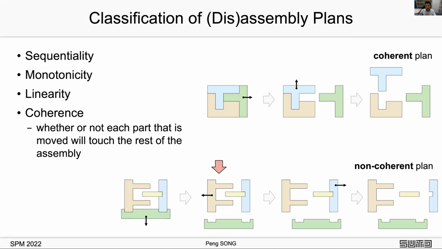A coherent plan means that each part that is moved will touch the rest of the assembly. See the top example. The bottom example shows a non-coherent plan. This is because when we move the orange part, it does not touch any part in the rest of the assembly.